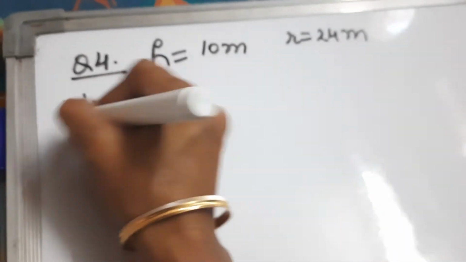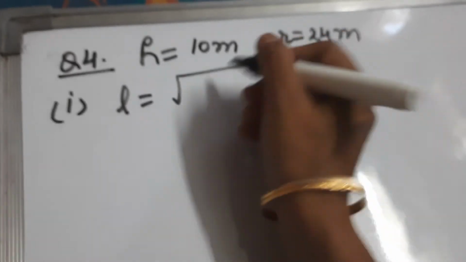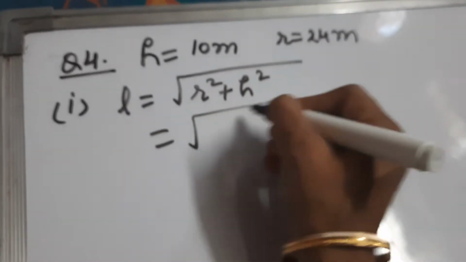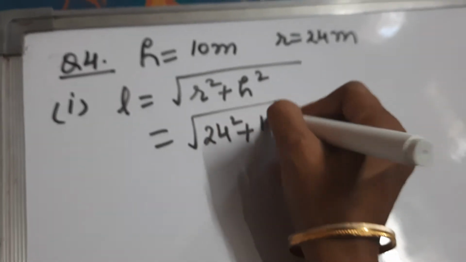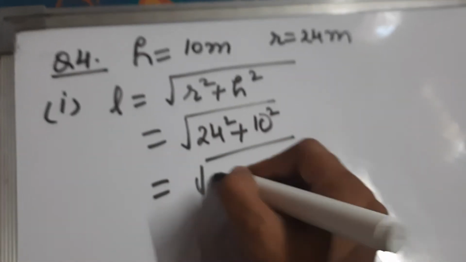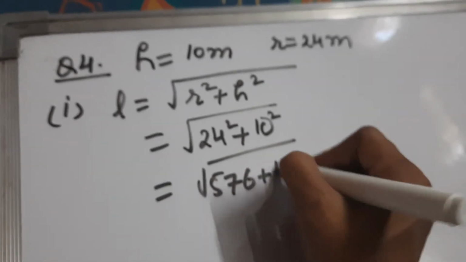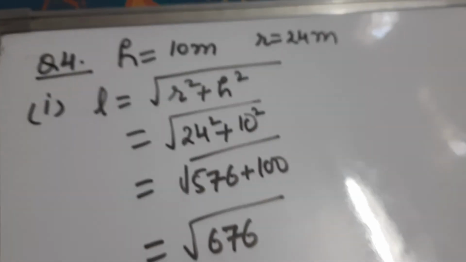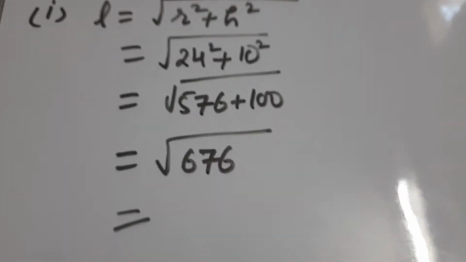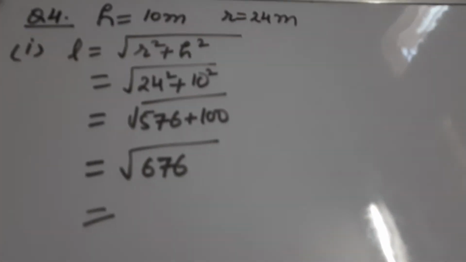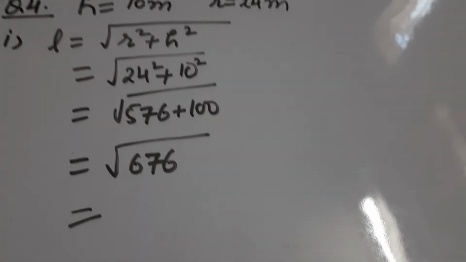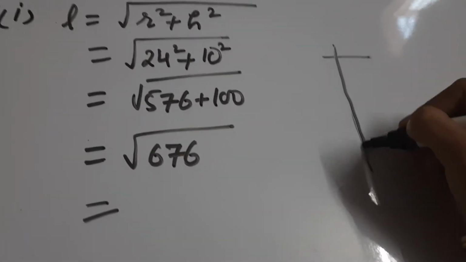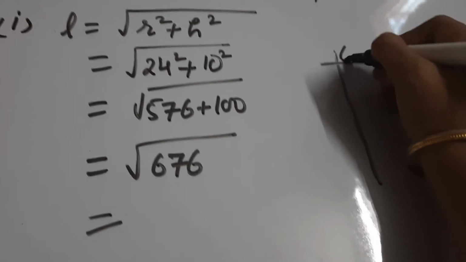So first part we need to find out slant height, that is square root of r square plus h square. So square root of 24 square plus 10 square. It is 576 plus 10 square is 100. So it will be 676. And do you know what is the square root of 676? Solve it. Either you can solve it by prime factorization or by long division method.